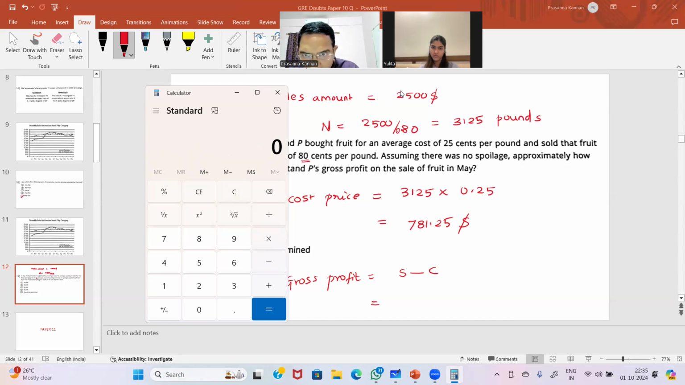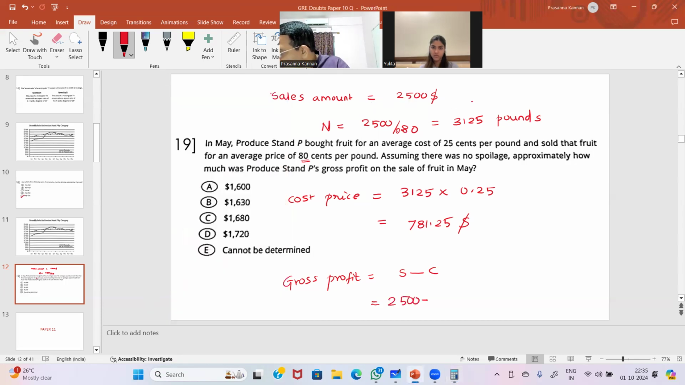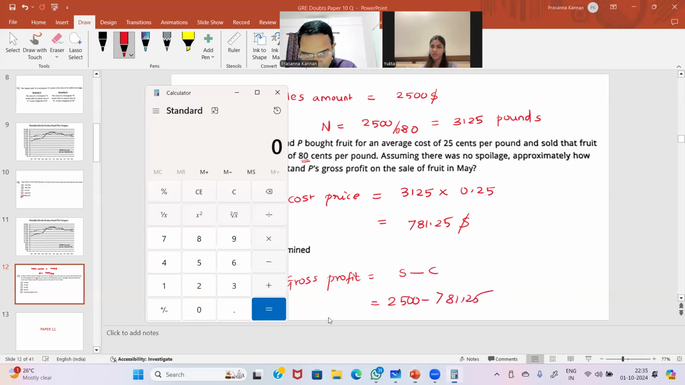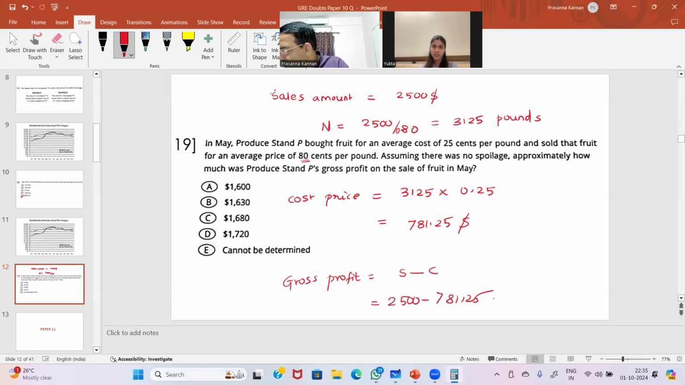So how much did he make? He made $2,500 minus 781.25. Correct. So 2,500 minus 781.25, and that's 1718.75. The closest is 1720.